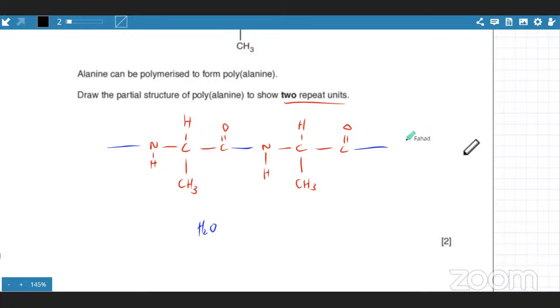So imagine the structure is repeating endlessly. So there would be more alanine molecules on both sides. So the same thing would repeat over and over again. It's very important that you draw these continuation bonds. And this over here is known as your amide link. It's C double bond O and NH. That's known as your amide link.